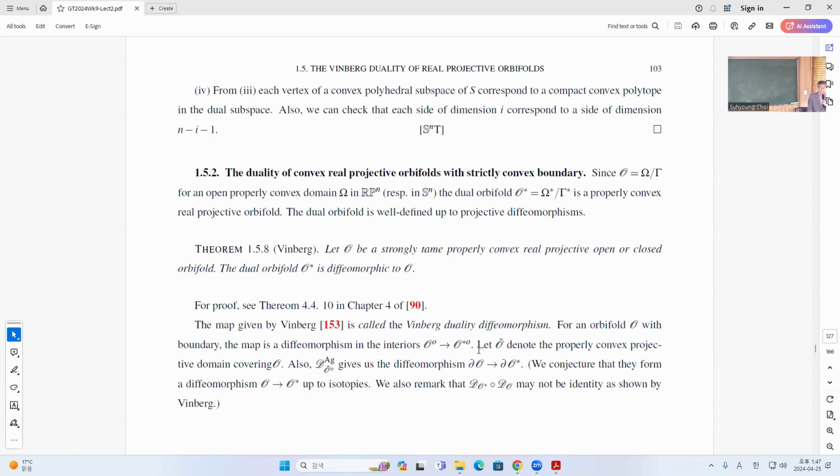And what Vinberg proved was that if you have a strongly tame properly convex open orbifold, then the dual orbifold actually is diffeomorphic to it. Okay, so this is called the Vinberg duality theorem.